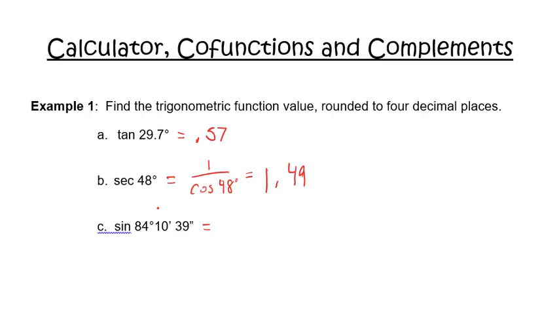Type in your 39, and then remember that your seconds mark is second plus, or excuse me, alpha plus. It's in a different location. It's not in the angle menu. So alpha plus to get the seconds mark. And then when you hit enter, it should give you 0.99 or 0.994, however you're rounding. And so those are just locating where to type things in on your calculator.